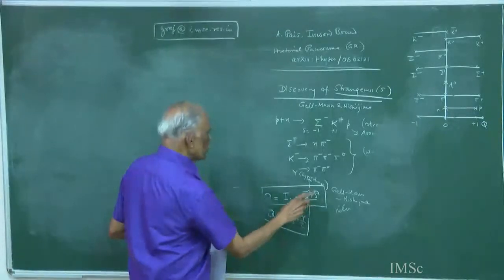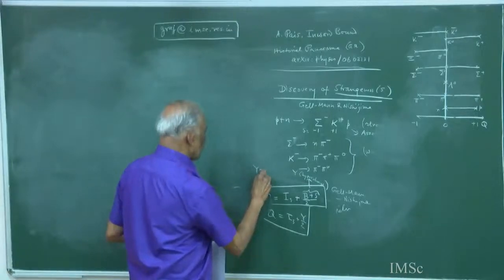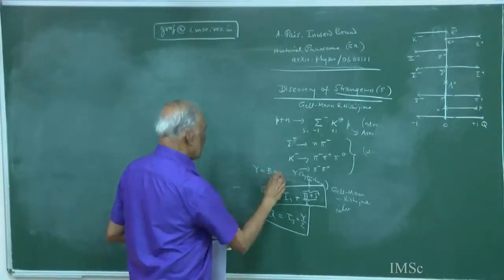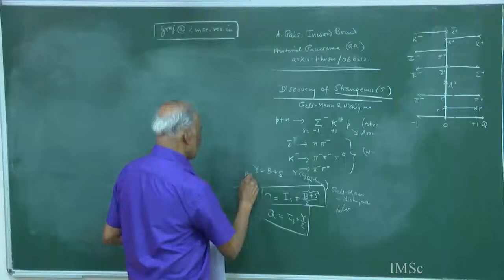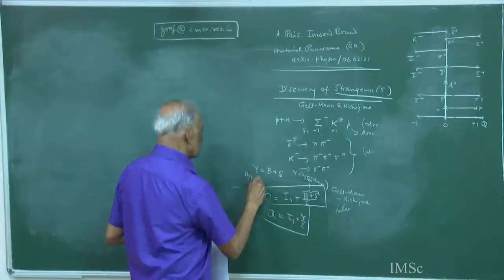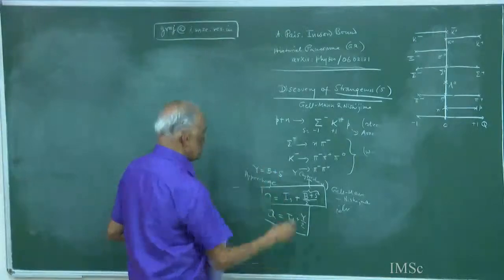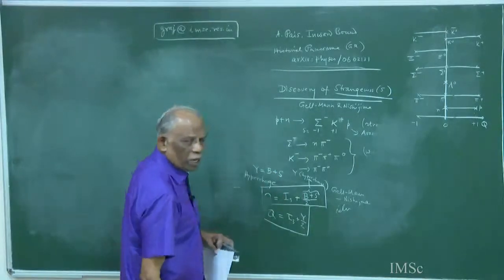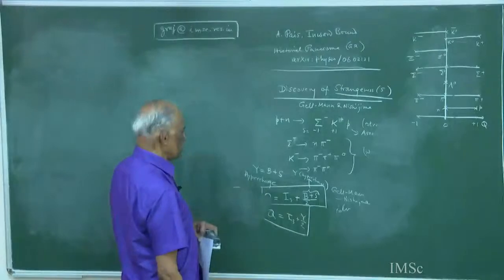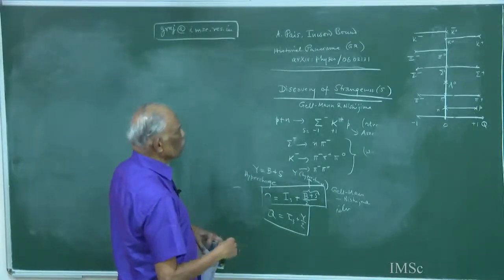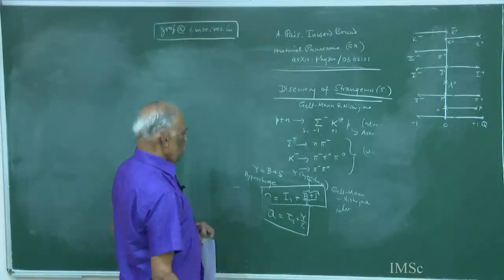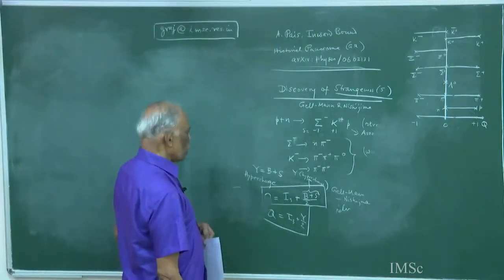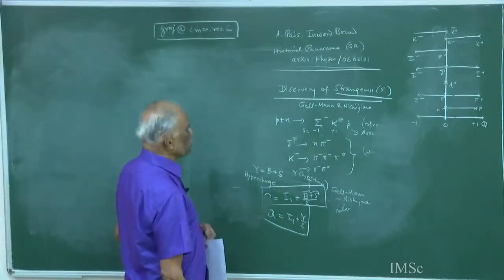What did you write for Y? Y is equal to B plus S. It's called hypercharge. It's a kind of charge, but it's not just the electromagnetic charge, it is a component of the electromagnetic charge. Hypercharge, it's called. So hypercharge is zero for pions, for instance.